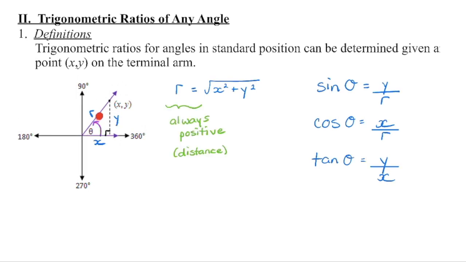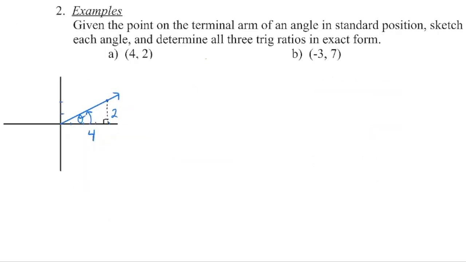Because r is the radius of that circle, it's always going to have a positive value. X and Y, depending on what quadrant that terminal arm happens to lie in, you'll have to check if we have a positive or a negative x and y coordinate. So if we are asked to determine trigonometric ratios in exact form, that means you can't just put it in your calculator. That's going to give you an irrational number often.